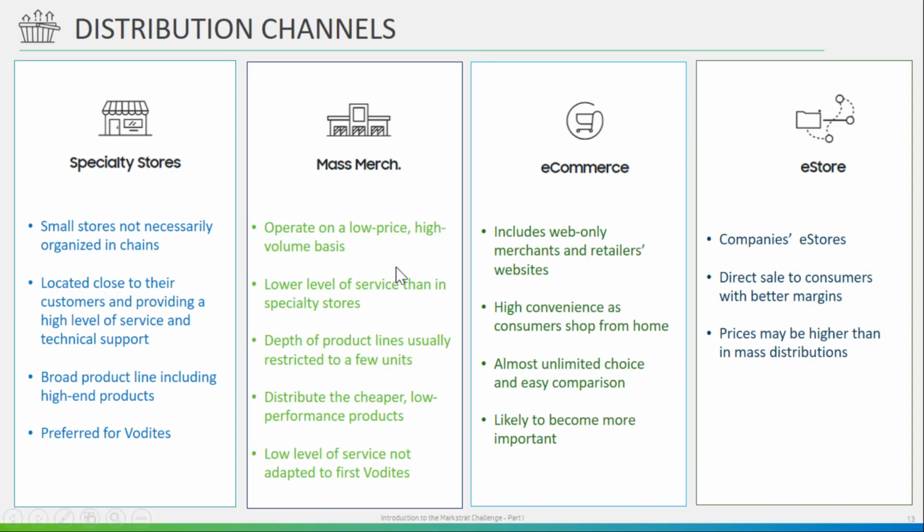Distribution channels, there are 4 places where you can sell your products. Specialty stores, think of Best Buy. Mass merchandisers, think of Target. E-commerce, think of Amazon. And e-store is your company's own store. Okay, so 4 different channels: the first three are indirect distribution. This one is direct. And know that people that shop at each of these stores have different characteristics. Those who shop at mass merchandisers, for example, are much more price sensitive than those that shop at specialty stores.